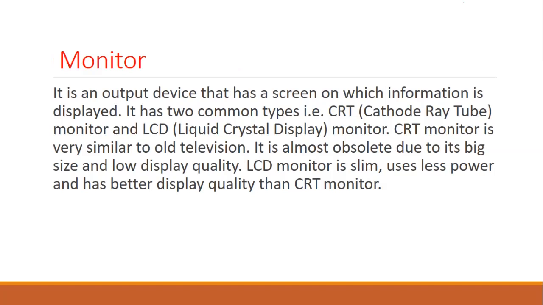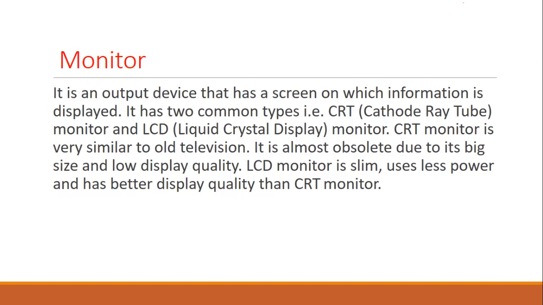Actually, it is an output device and information is displayed on the screen. There are two common types, CRT and LCD. CRT stands for the cathode ray tube and LCD stands for the liquid crystal display. Two types of monitor are available, CRT and the LCD.